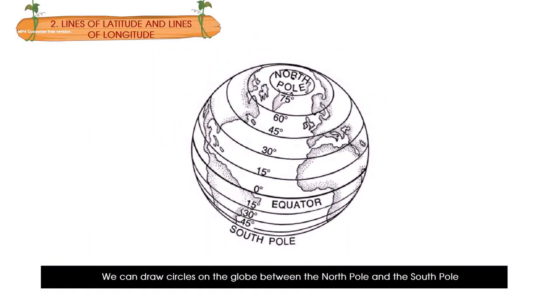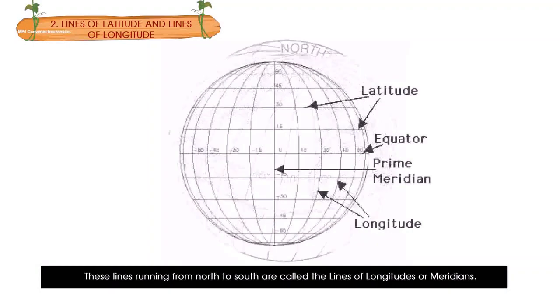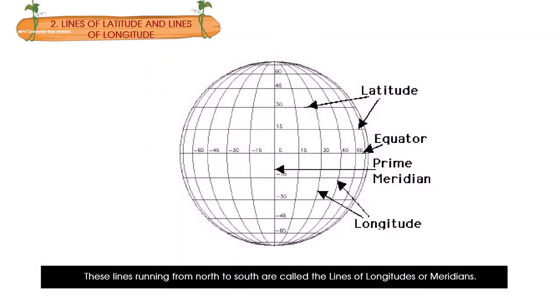We can draw circles on the globe between the North Pole and the South Pole at equal distance from each other. They are called the lines of latitudes or parallels. We can also draw semicircles joining the North Pole and the South Pole. These lines running from north to south are called the lines of longitudes or meridians. The parallels and meridians cut each other at right angles.